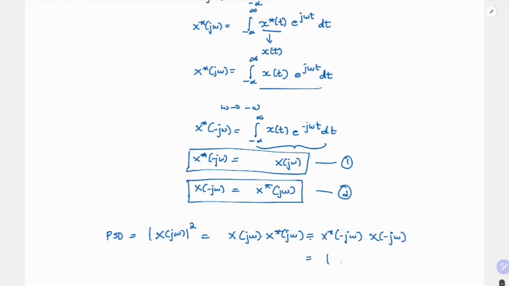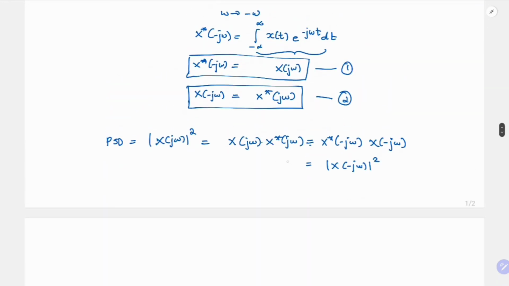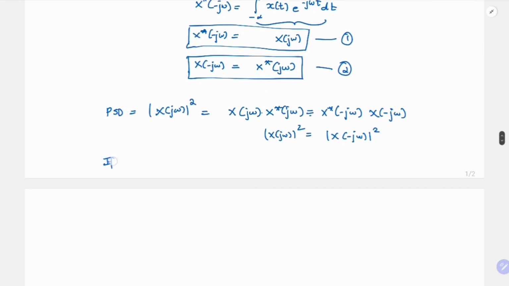So now this becomes mod of X of minus j omega whole square. What does it mean? Mod X of j omega whole square is equal to mod X of minus j omega whole square. It means that if x of t is real, the power spectral density is even. We can also add purely real here. So this is the property which we derived. PSD should be even.